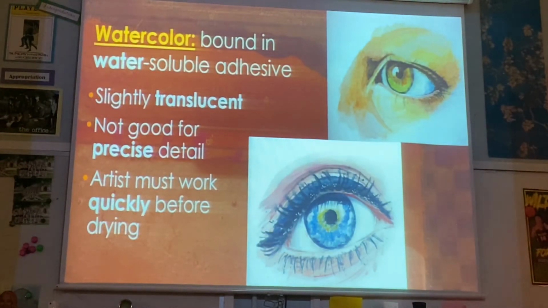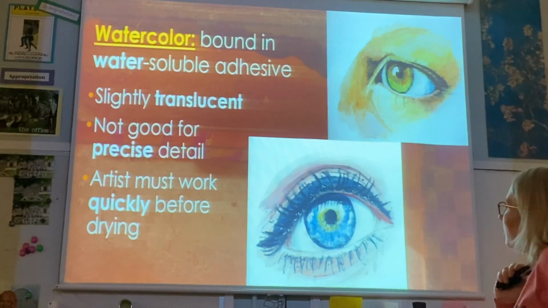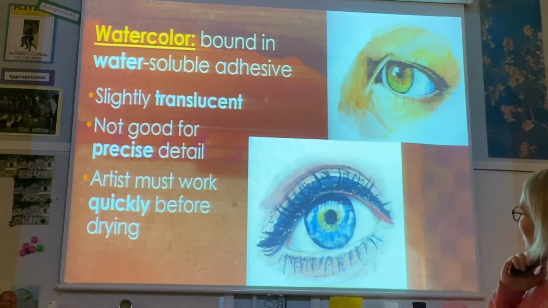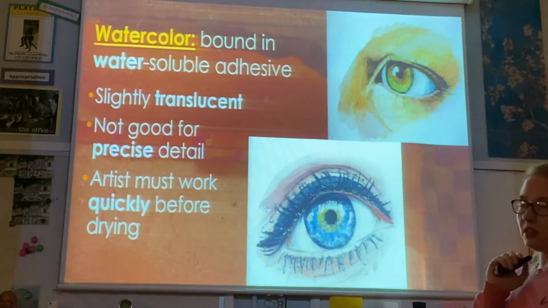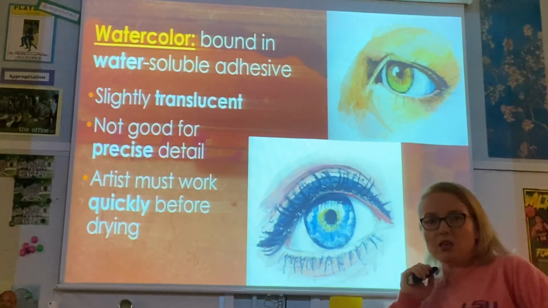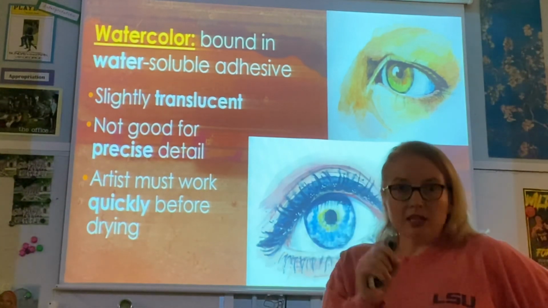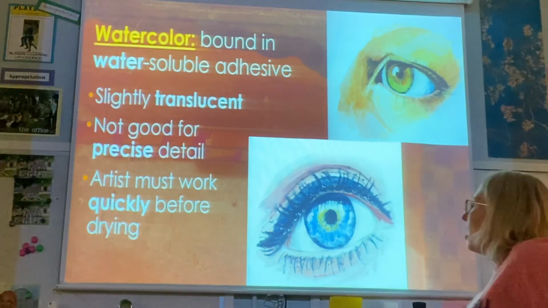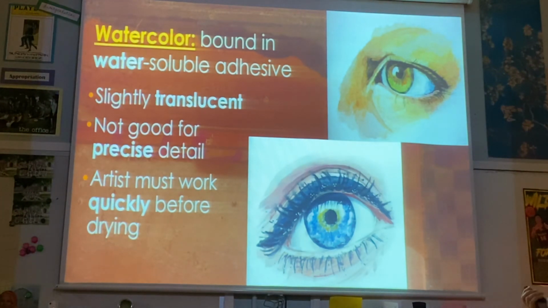Watercolor. Watercolor is one of my favorite paints to work with. It's bound in water-soluble adhesive. It's slightly translucent, meaning you can kind of see through it. It's not good for precise detail. Have you ever tried to do detail with watercolor? And then what does it do? It bleeds into the next color, right? So it's not super great for detail, and you have to work really quickly before it dries. But I like to work with it. I think it's a really fun media to work with.